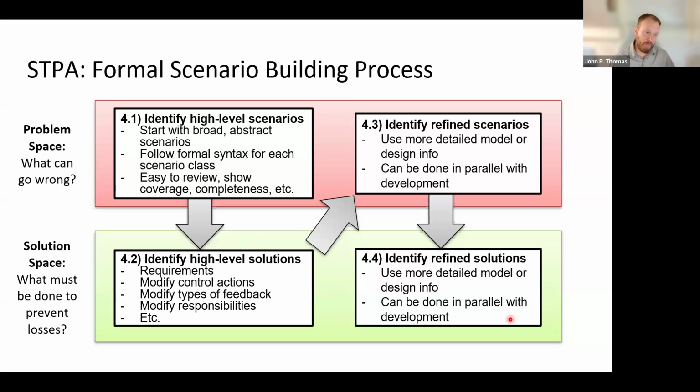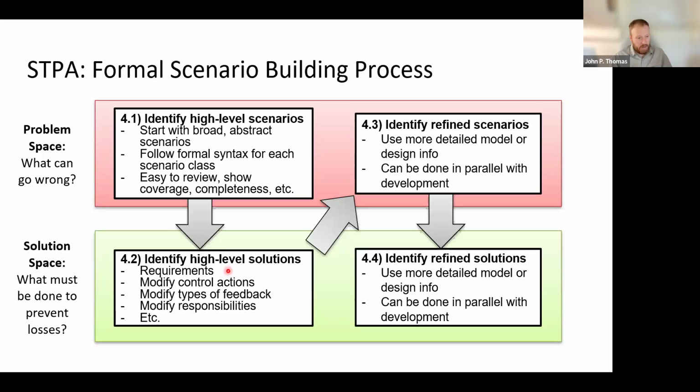So here's a little bit more information. These high level scenarios are going to be broad and abstract, like I said, and they're going to have a formal syntax. There are, in fact, going to be 4 classes of scenarios that we're going to define, and that's going to guide us throughout all of these steps. We're going to show how to review, how to show coverage over those 4 classes, show some measure of completeness, or at least comprehensiveness over those 4 types of known classes that need to be analyzed and addressed.